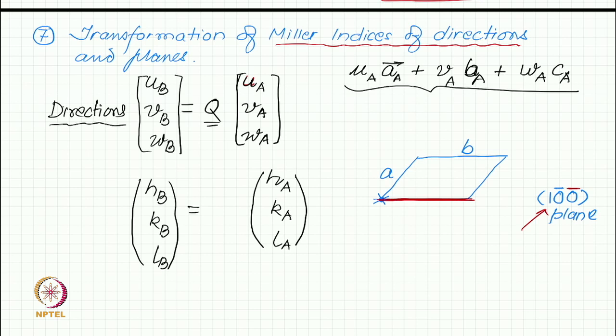But the 1 0 0 direction is a direction which is 1 A plus 0 B plus 0 C. So, it is this direction, and you can clearly see that I did not say anything about this angle. Let us make it a hexagonal unit cell. So, this angle is 120 degrees. So, in a hexagonal crystal a 1 0 0 direction is no more perpendicular to the 1 0 0 plane.